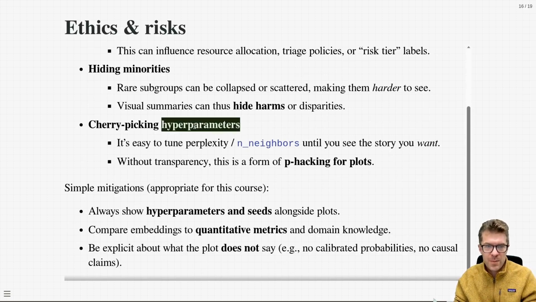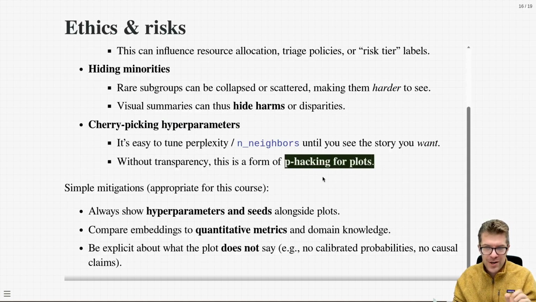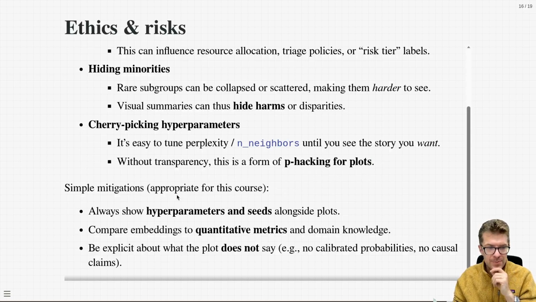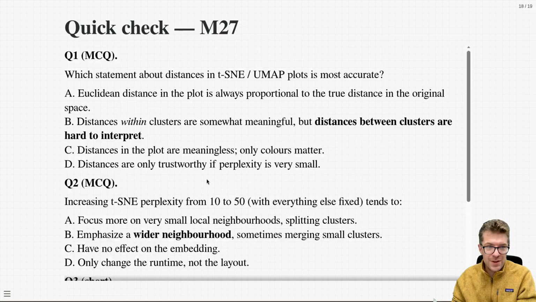Don't just cherry pick hyperparameters that give you the prettiest pictures. Without transparency, without doing this carefully, this is essentially p-hacking for plots. So trying to get the prettiest plot is not really good science. It's not very ethical. The regular mitigations apply. Be transparent, provide all code, provide all data that you can, and so on. Curiosity, I'll leave to you to check out on your own.